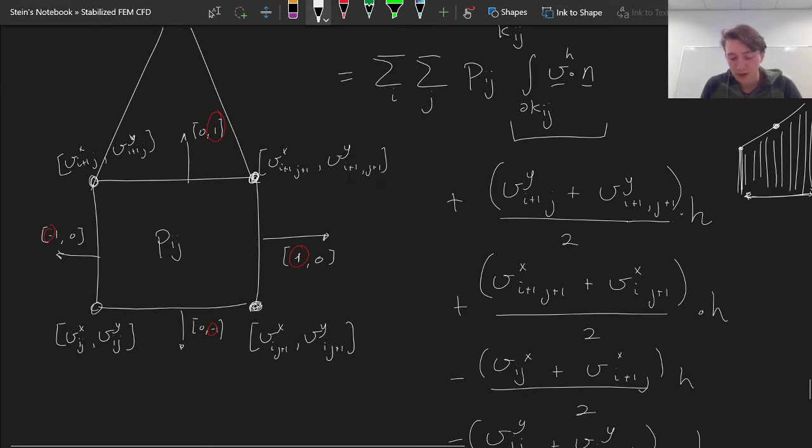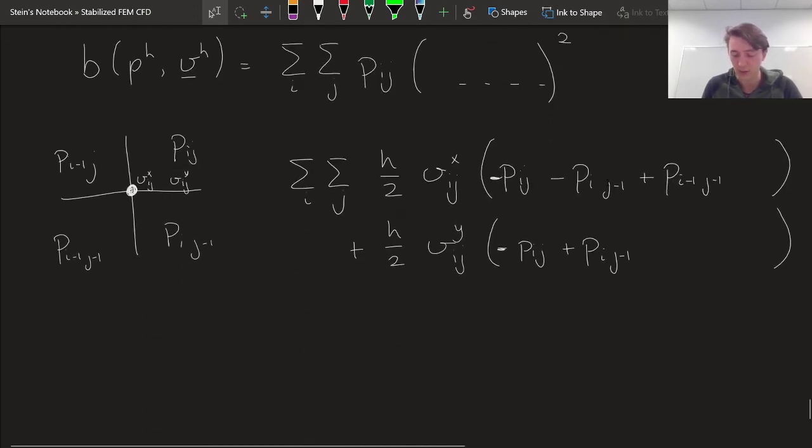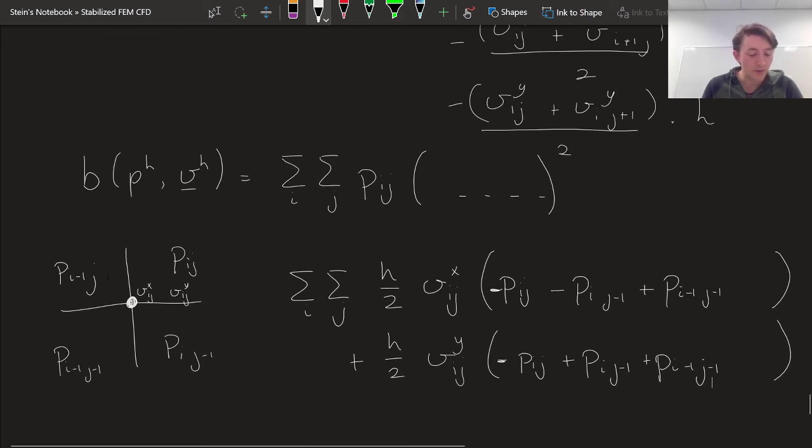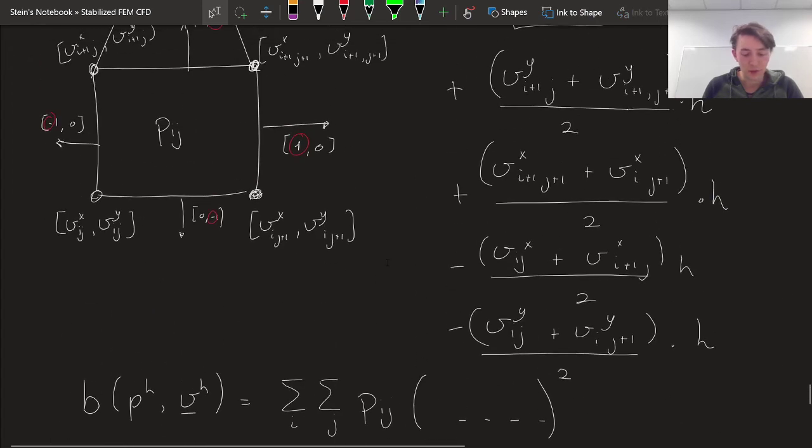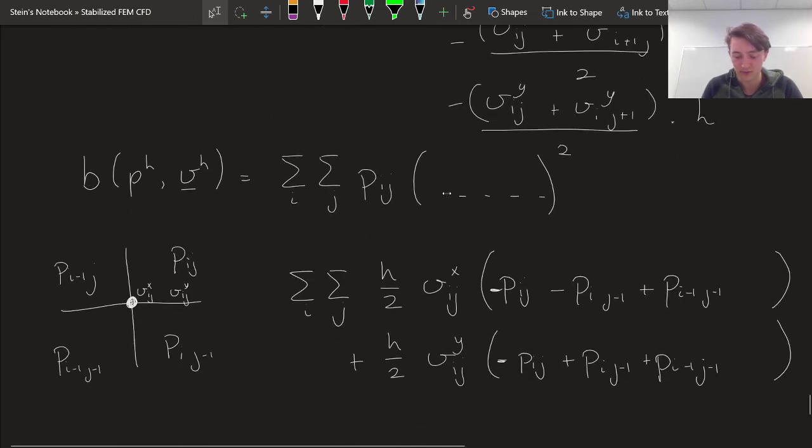And in y, also i plus 1, j plus 1 gives a positive contribution. I think I switched those, but the conclusion is the same. Now finally, from this element's perspective, we would consider the lower left node. So we have i, j plus 1 and x, i, j plus 1 and x, so that's a plus.